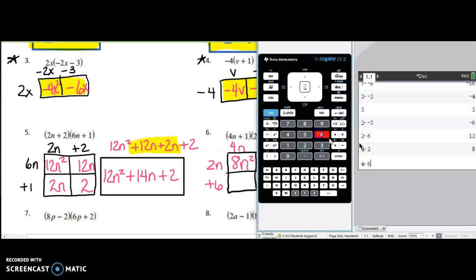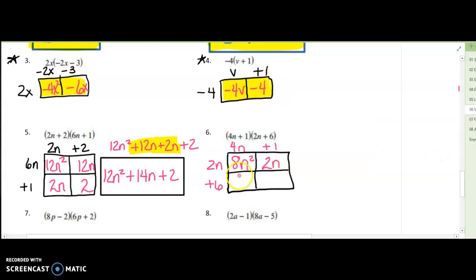4 times 6 is 24. So this was not just 24, but 24n, can't forget about that n there. And then 6 times 1, anything times 1 is itself, so 6 times 1 is 6. All right, and then we have to bring each one of these out one at a time, right?